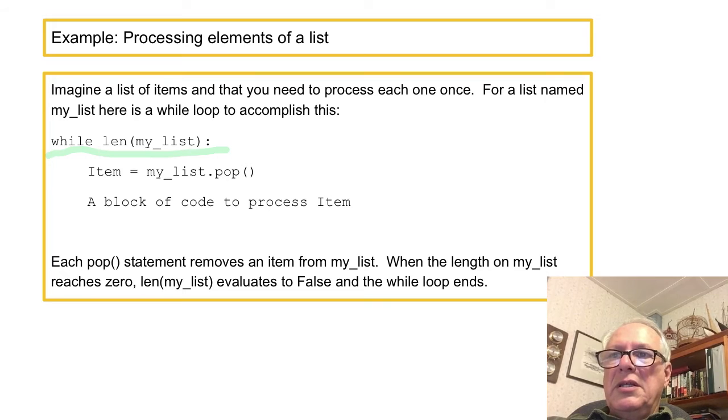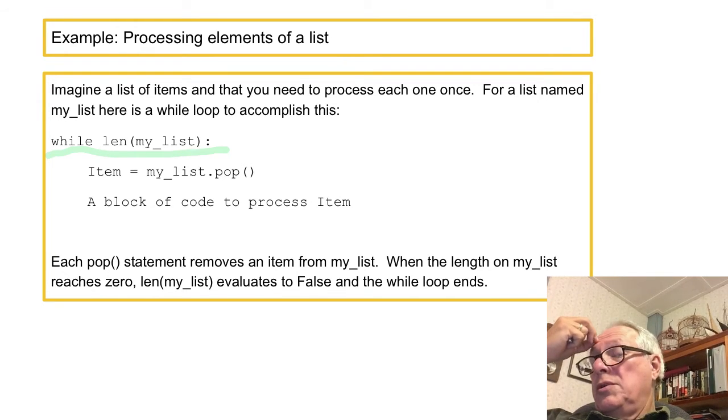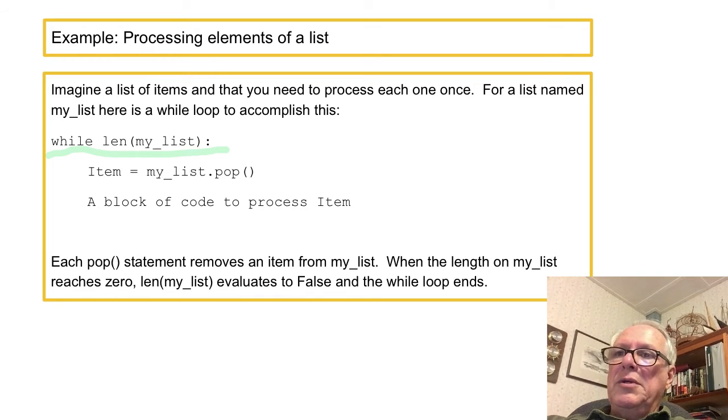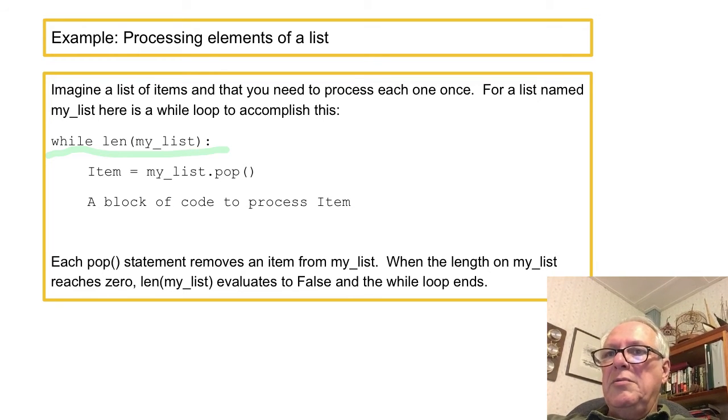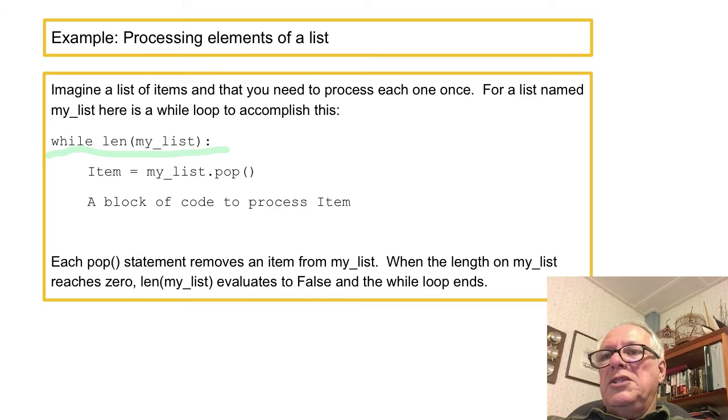And I've used the len function here, and len returns for a list the number of items that are in the list. So if my list contains more than 0 items, len will return a positive number which will be evaluated as true. When the list is empty, len mylist will evaluate to 0, which will evaluate to false, and the while loop will end its execution. And then finally we have the obligatory colon at the end.